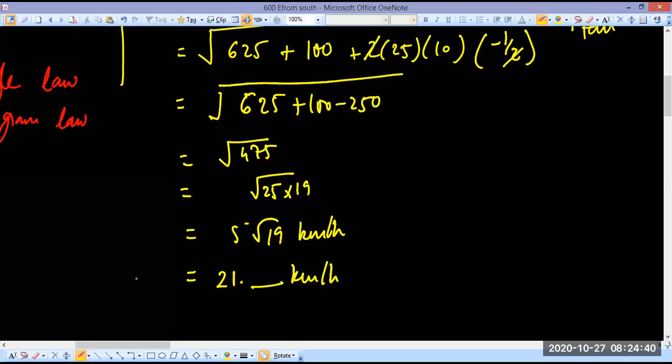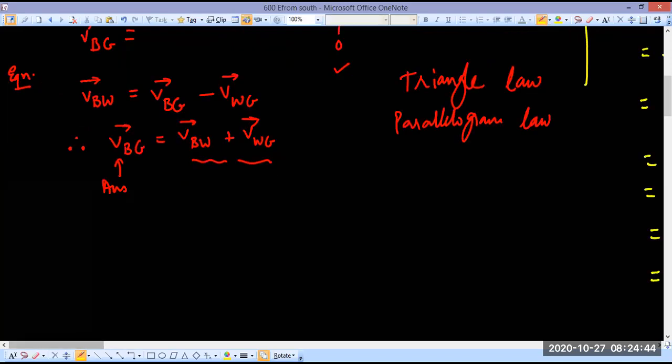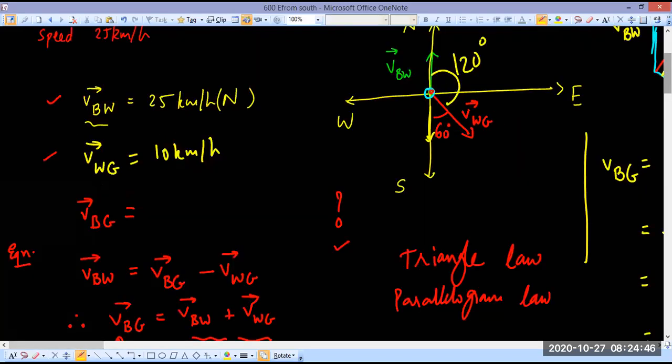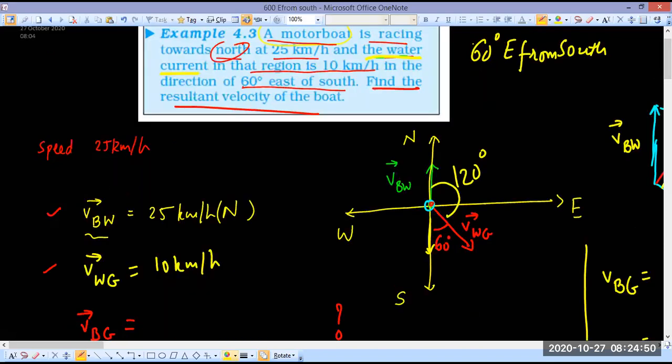So this is magnitude. But we don't have to find speed. I would warn you, everyone, we don't have to find speed. We have to find velocity. So velocity is a vector. It has two things: magnitude and direction. So here also, if you want to find direction, then you have to talk about angles.